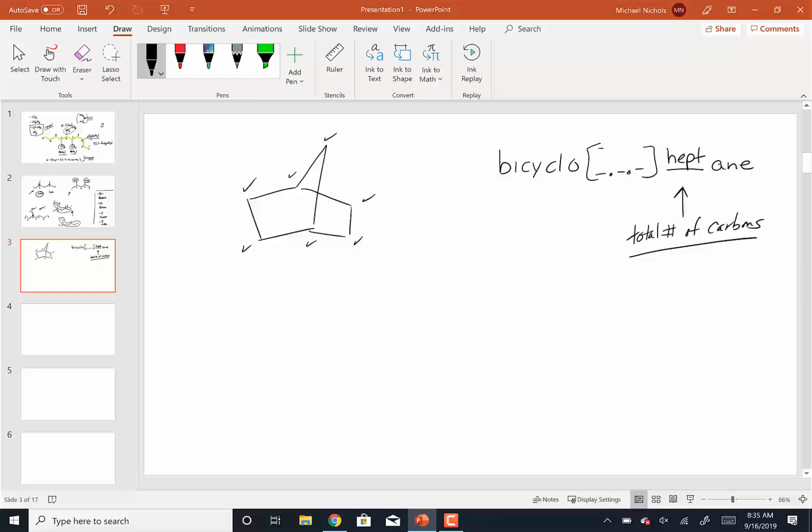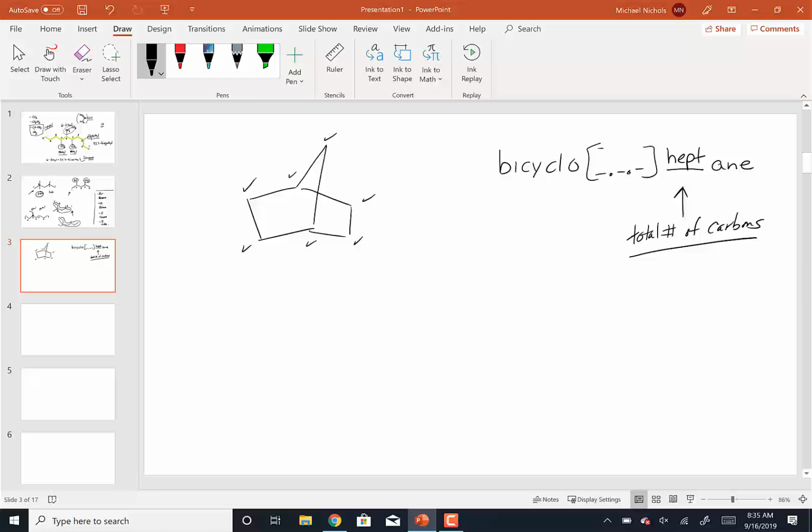So that -ane name reflects the total number of carbons, not the longest chain. Now, the longest chain kind of comes into effect when there's a substituent. So I've got 7 carbons. So this is a bicycloheptane.